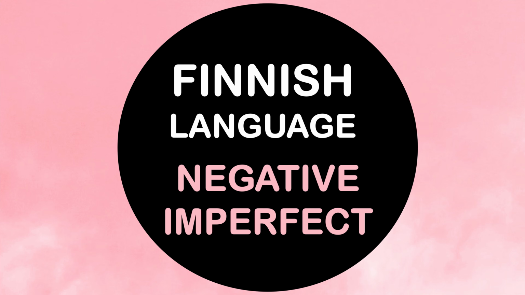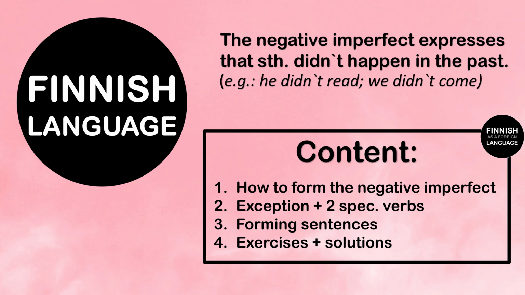I'm Kim and today we're going to learn about the negative imperfect. The negative imperfect expresses that something didn't happen in the past. English examples are he didn't read or we didn't come.